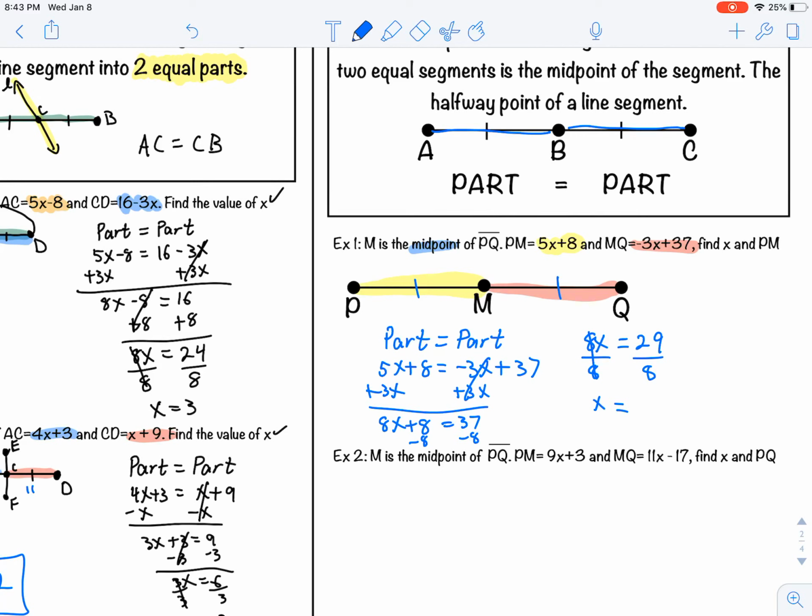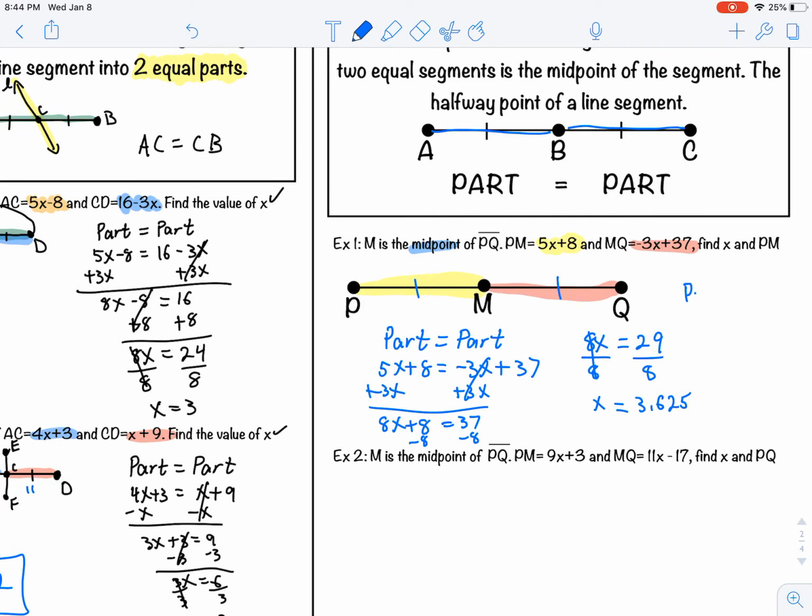See if we get a nice pretty decimal or something ugly. Alright, you should have gotten something like 3.625. That's nice enough for me. Let's use it. 3.625. Alright, so now that we have that value, it says to find X and PM. So I'm just going to take this value and go back and plug it in to PM.